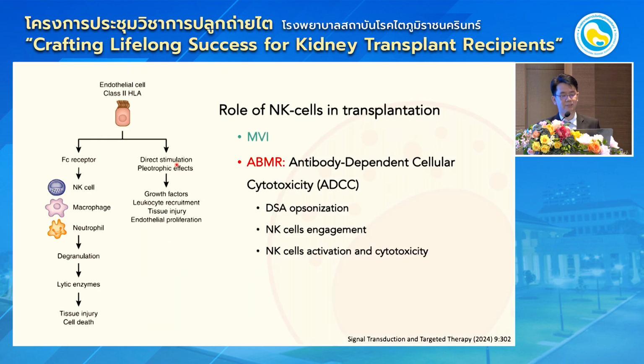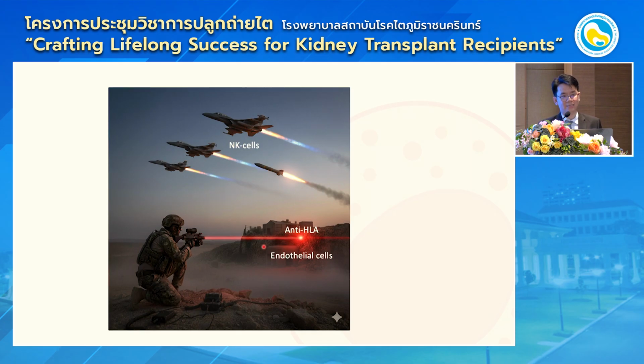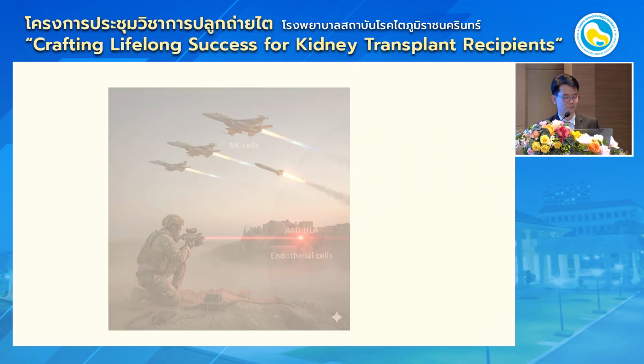So the NK cell in transplantation can be found in MVI DSA negative or chronic ABMR as well. And the anti-HLA antibody can point to the graft, like a laser pointer for the aircraft to drop the bomb on the target like this. This is how the NK cell and anti-HLA antibody work together.